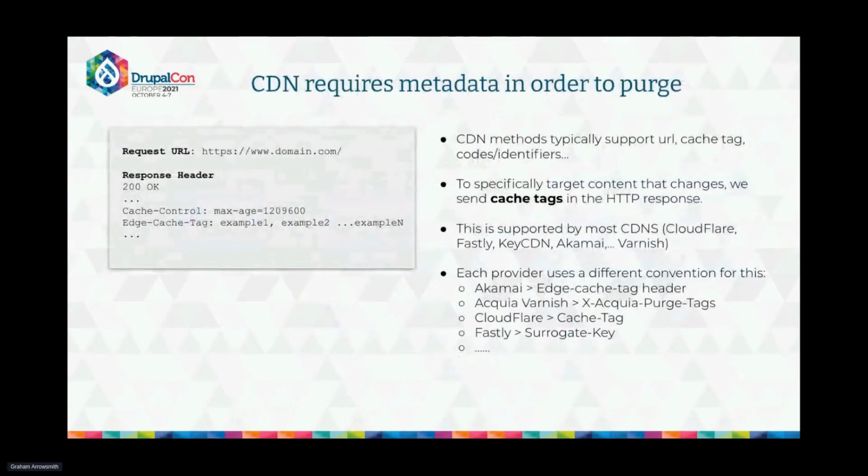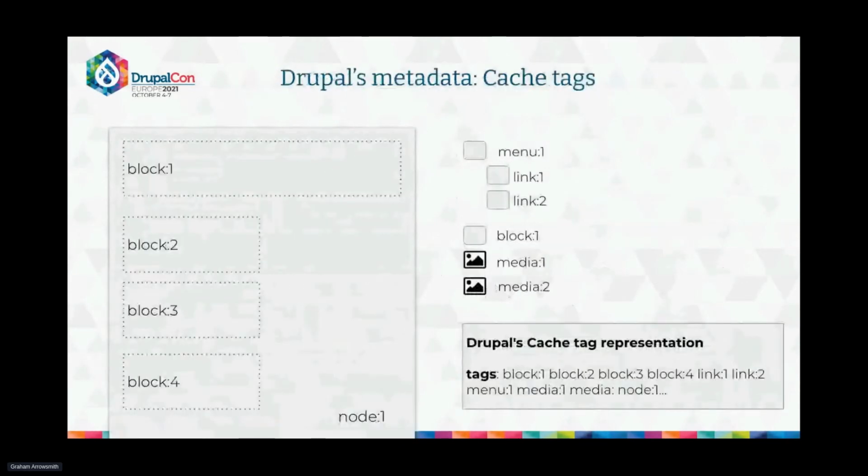As I just said, the CDN requires metadata to purge, and this metadata comes in various tags. For Akamai, it's the Edge-Cache-Tag header. For Akamai, it could be the Purge-Tag. For Cloudflare, it's Cache-Tag, and for Fastly, Surrogate-Key. Basically, each CDN can have its own mechanism. They can utilize the cache tags. They can utilize the URLs as well. But we are going to look at the cache tag mechanism, which comes out of the box from Drupal.